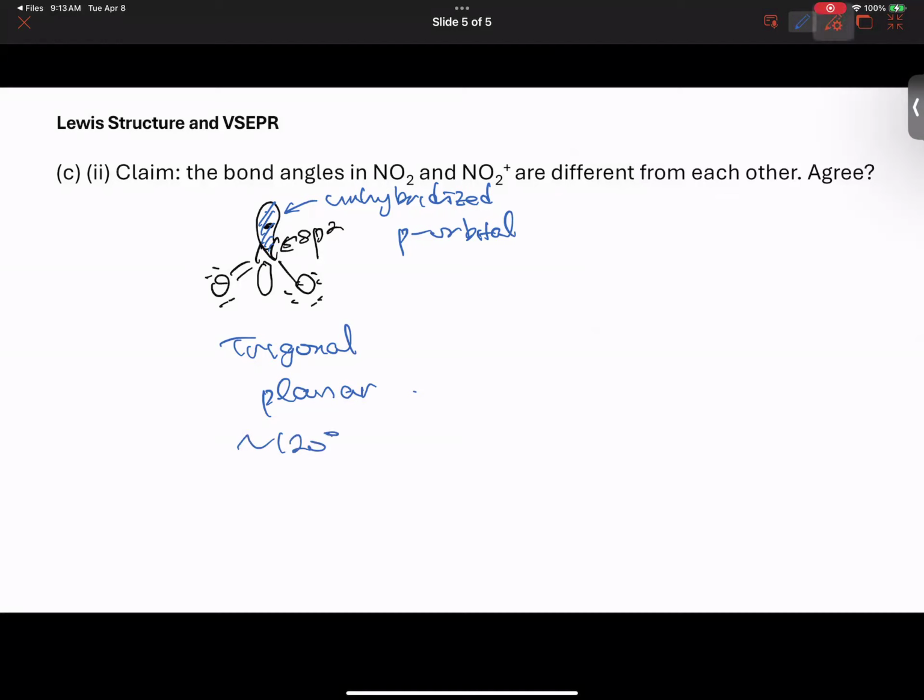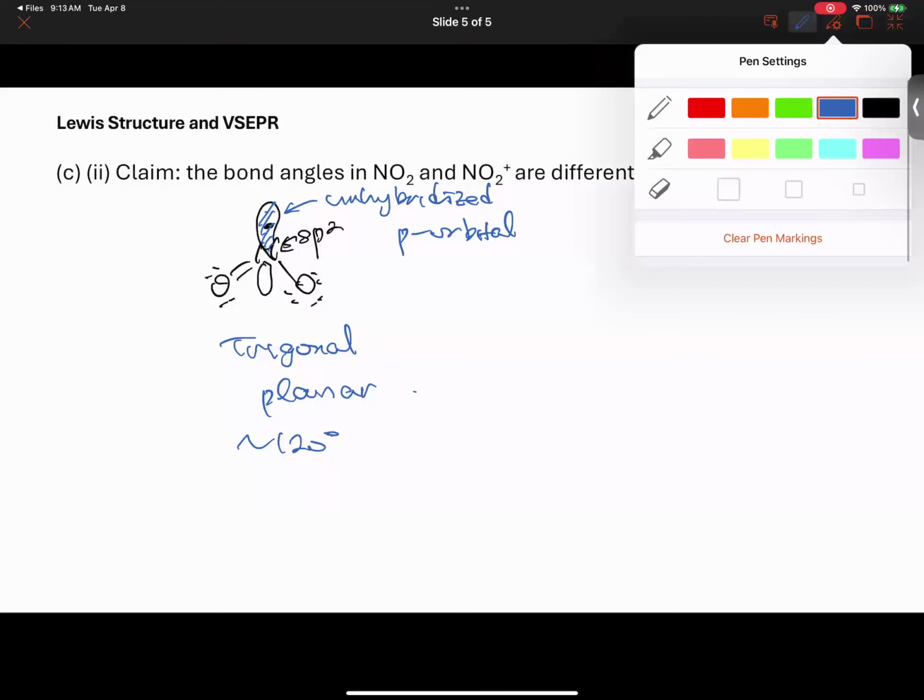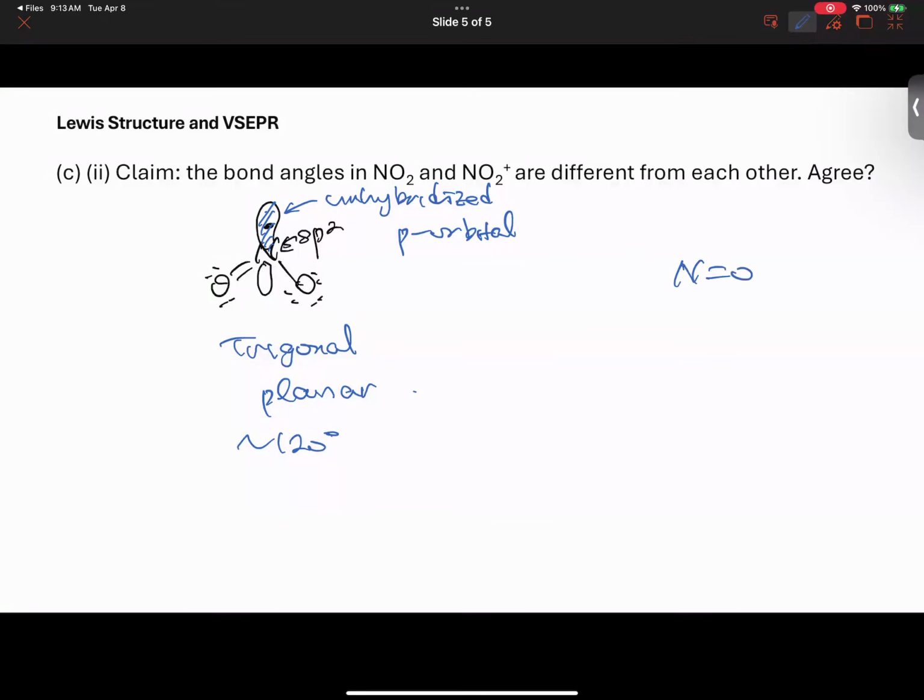But in the case of the nitrogen dioxide cation, there are only 2 of them around the central atom. So this nitrogen is sp hybridized. Only two of the bonding are available. It will be 180 degrees apart. It is a linear structure, linear. So then definitely the bond angle is different, and I completely agree with this claim.